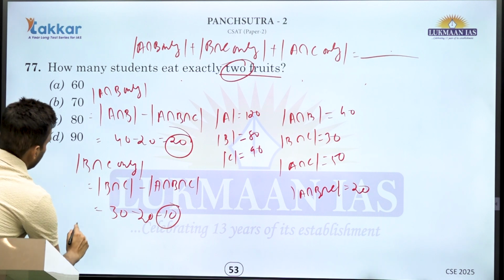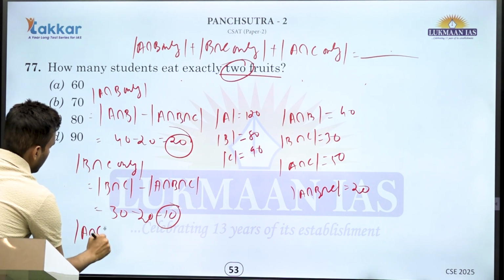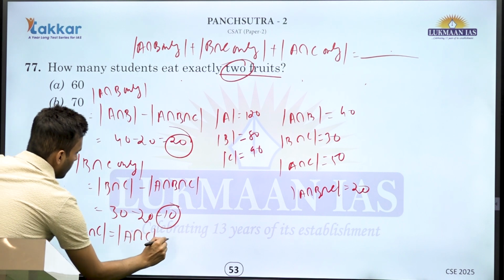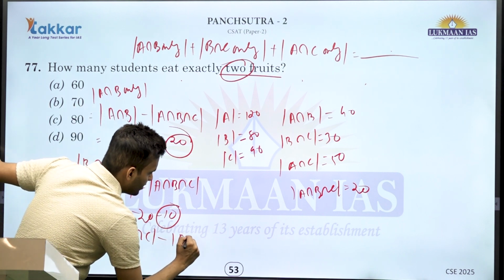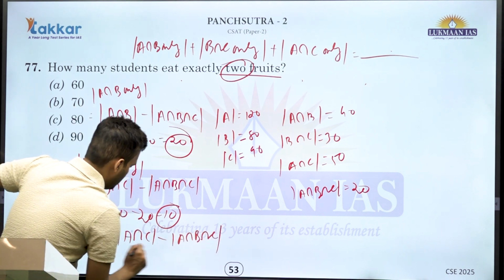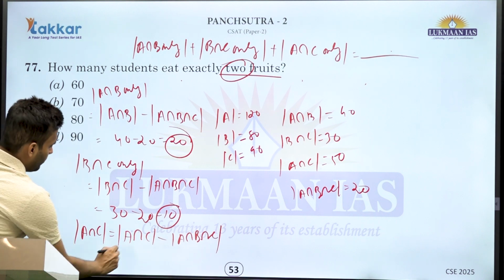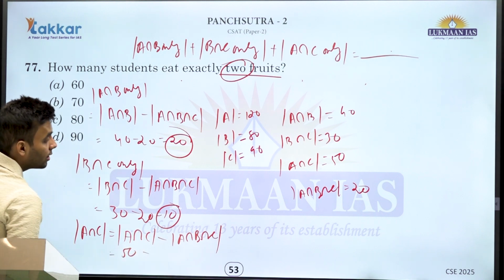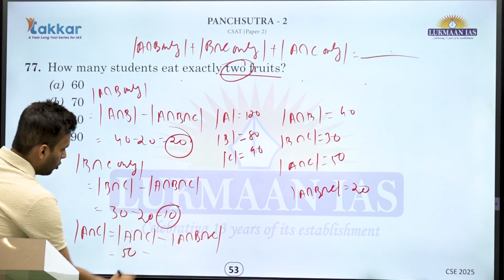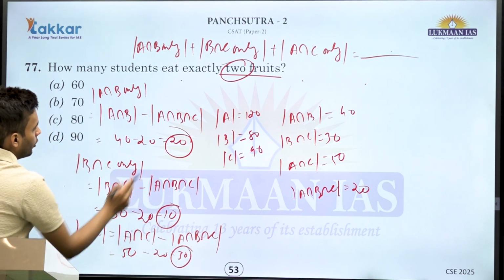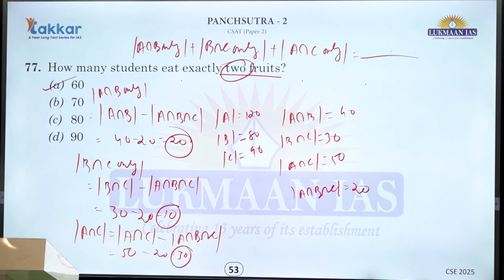Okay, now let's see A intersection C only. That is A intersection C minus A intersection B intersection C. What is A intersection C? 50 minus 20, that is 30. So what is the sum? 30, then 20, then 10, that is 60. A is the right answer.